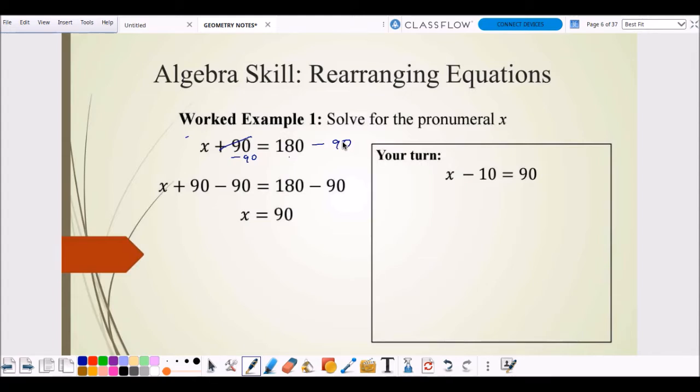So doing that, 90 minus 90 gets rid of it, so it's gone now, and you've just got this. So 180 take away 90, and the answer is 90. Okay, nice and easy. Yeah?